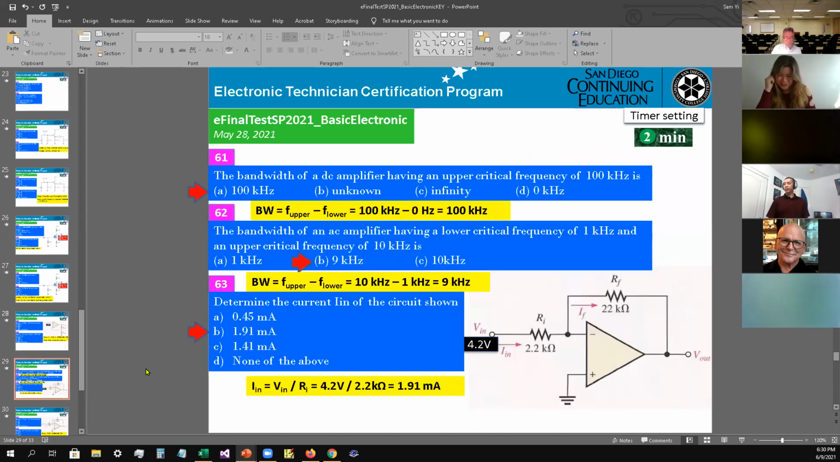Okay, the bandwidth of a DC amplifier having an upper critical frequency of 100 kilohertz is, okay, so it's going to be just 100 kilohertz. So you have the upper frequency at 100 and the lower would be at zero hertz. So 100 kilohertz minus 0 hertz would give you 100 kilohertz. So the answer is A as in apple for number 61.